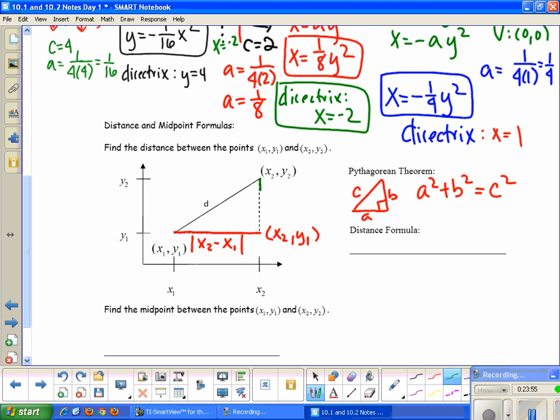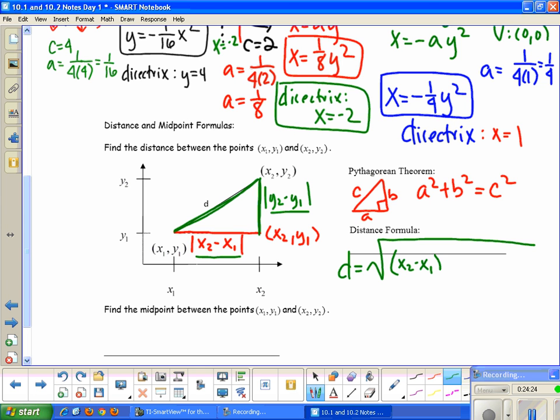Distance is always positive, that's why I put the absolute value there. The distance from here to here, you're going to subtract your y values, so that distance would be the absolute value of y2 minus y1. And if I wanted to find this length, I can use my Pythagorean theorem to figure that out. I know that d squared would be equal to this length squared plus this length squared, and then I can take the square root of that. So the distance formula that we actually use is d equals the square root of (x2 minus x1) squared plus (y2 minus y1) squared. The square takes care of the fact that it has to be a positive distance.